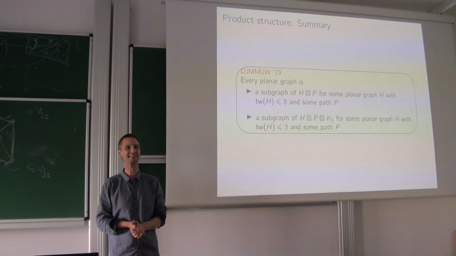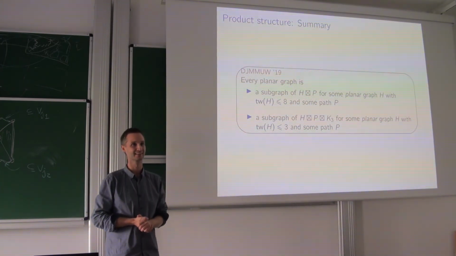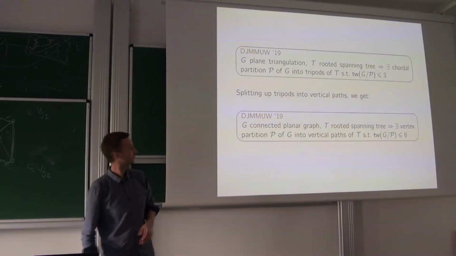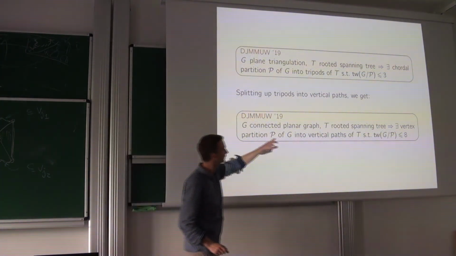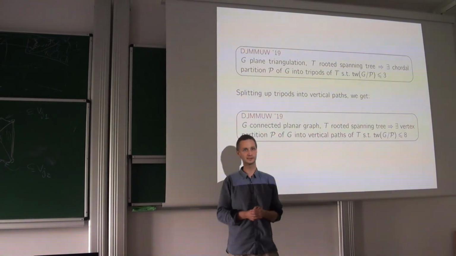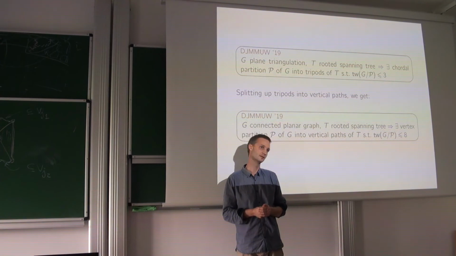No more questions? Yes, there is a question. Can this 8 be improved? Yes, I'm going to mention it in a couple of lectures, but the short answer is yes. The best known bound for this version here is 6. And we know that it should be at least 3. There are examples forcing 3. And so it's between 3 and 6.